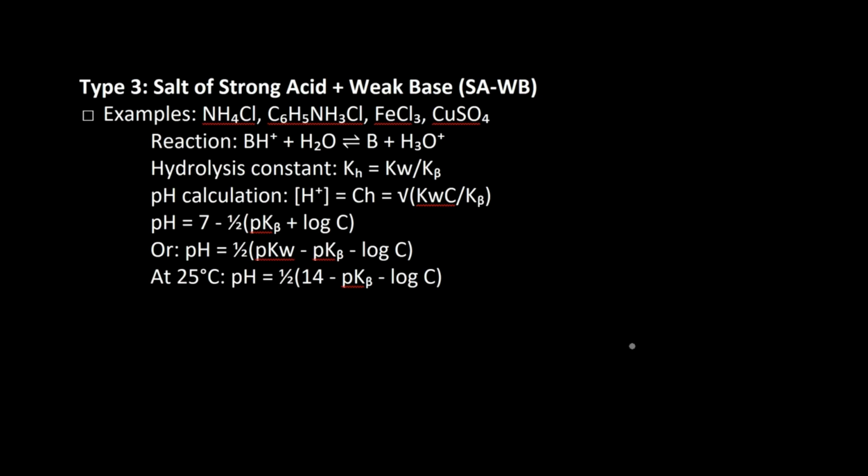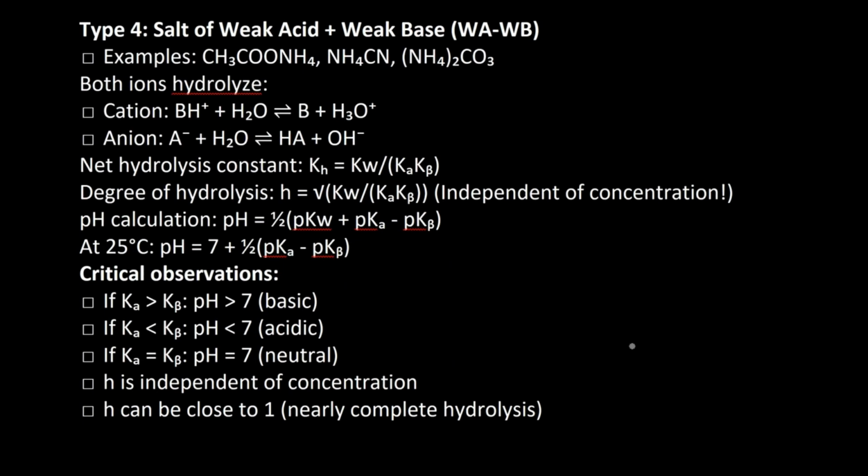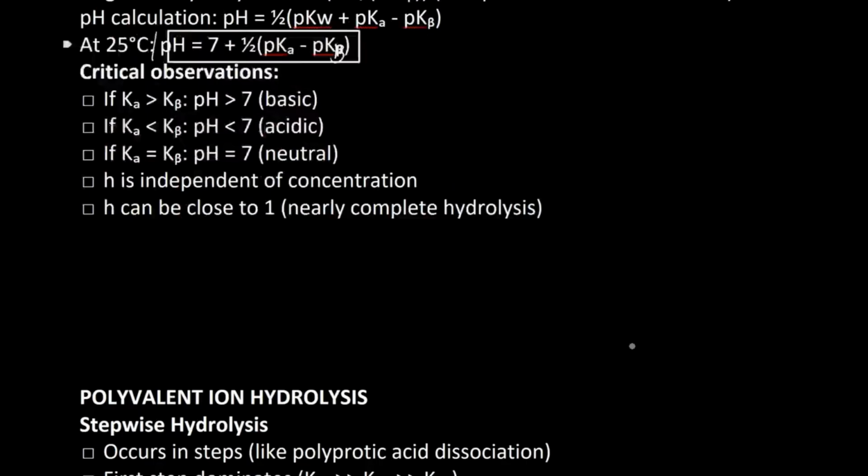Then type 3 is salt of strong acid plus weak base: 7 minus half pKb plus log C, that formula you can use. Type 4 is salt of weak acid plus weak base, where pH is equal to 7 plus half pKa minus pKb. So note down all those formulas or comment for the formula sheet for this ionic equilibrium, because this is the chapter where you have lots and lots of formulas.